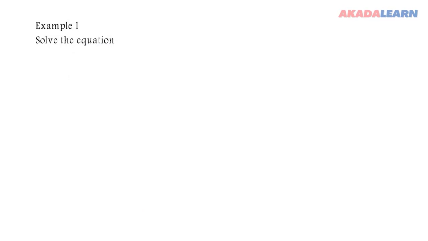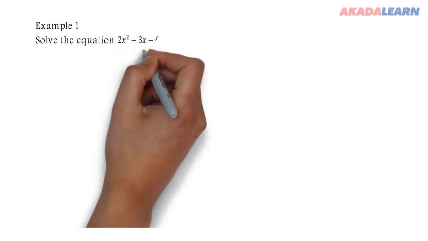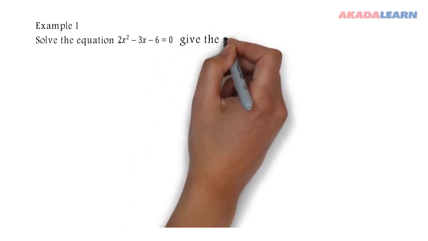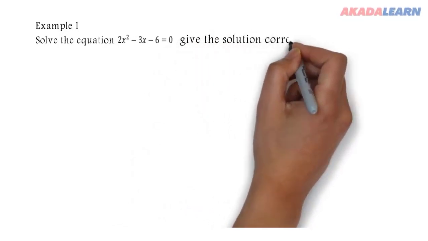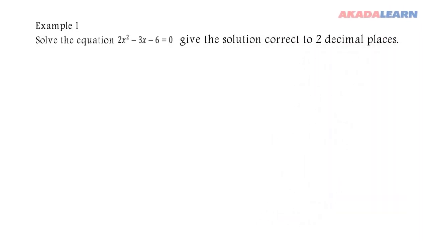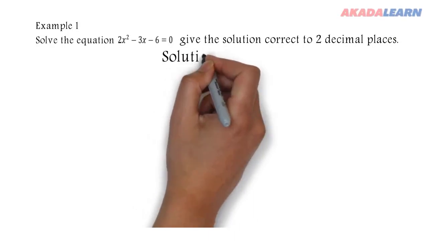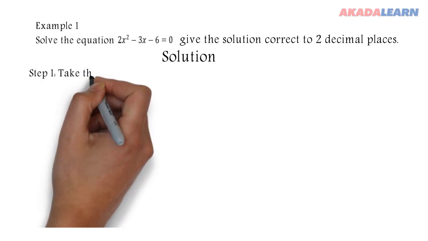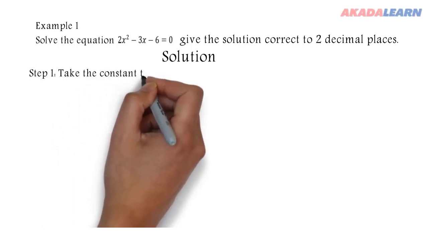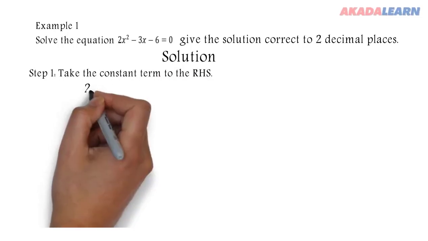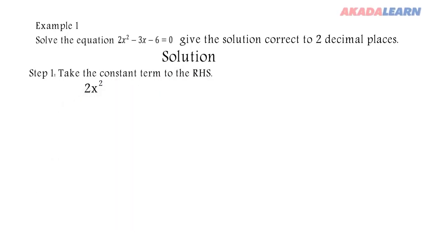We're asked to solve the equation 2x squared minus 3x minus 6 equal to 0, and we are to leave our answer correct to 2 decimal places. So let's go ahead now and see how to use the completing the square method. The first step is that we are going to move the constant, which is minus 6, to the other side of the equation. And how do we do that? We'll just add 6 to both sides. So we'll have 2x squared minus 3x equal to 6.